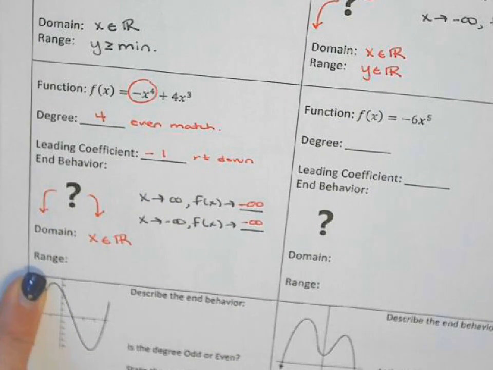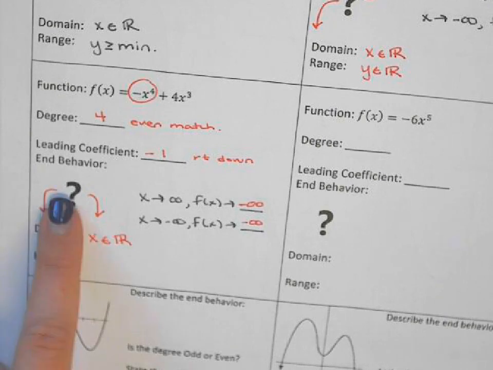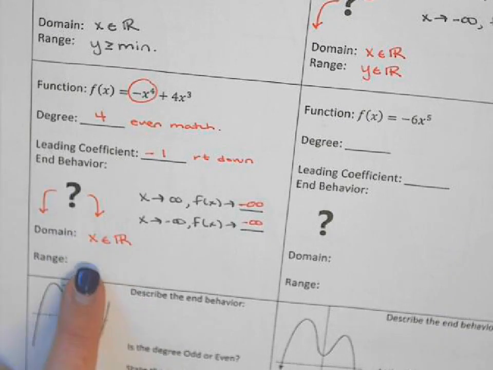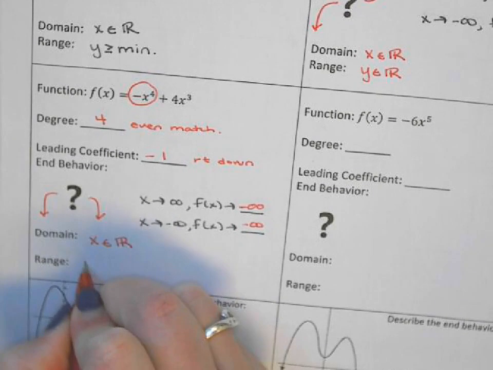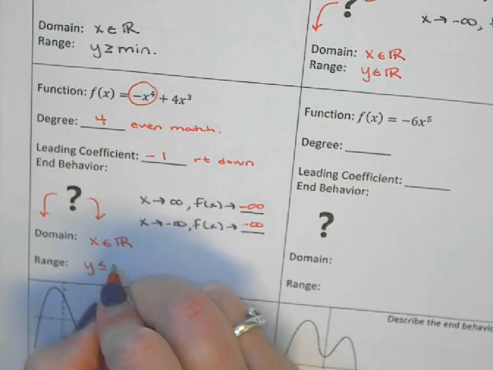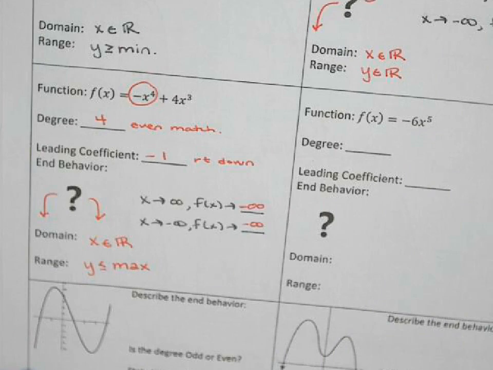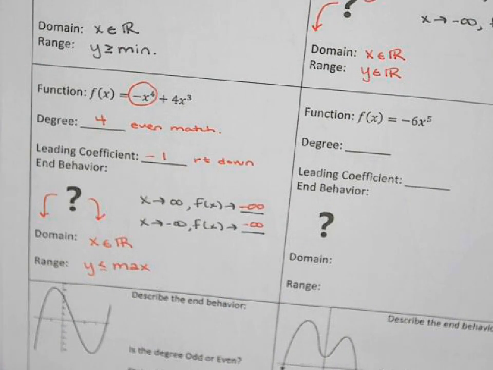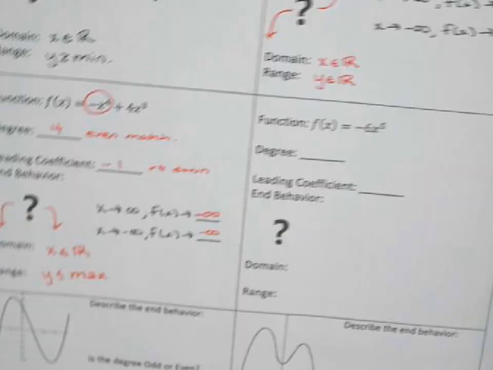Your range, though, does it go up and down? Not on this one. It just goes down. So what kind of value are you going to have in here somewhere? A maximum. So how would we write the range? Yep. y is less than or equal to, because it eventually touches that maximum, your maximum. Let's try this last one. Fill in the degree, leading coefficient, and the end behaviors.